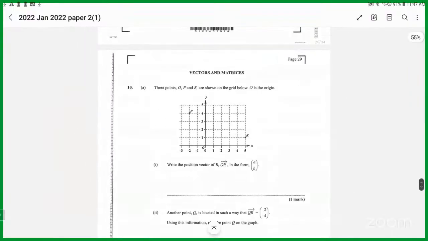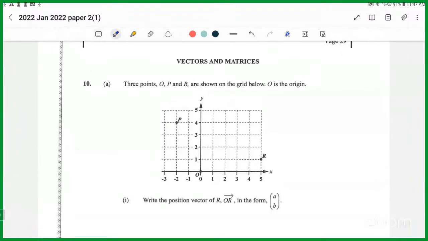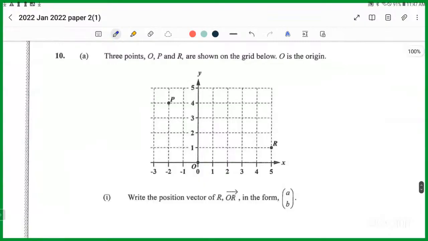And this is another vectors question. Let's see what this one says. This one gives us a grid. It says O, P and R are shown on the grid below. O is the origin, so the origin here. And then these are 2 points. Based on the diagram, what are the coordinates of this point? It is 5, 1. So R is the point 5, 1.